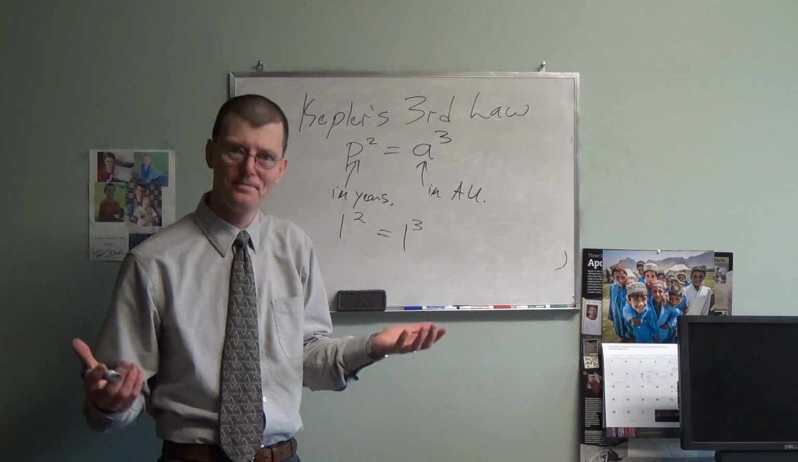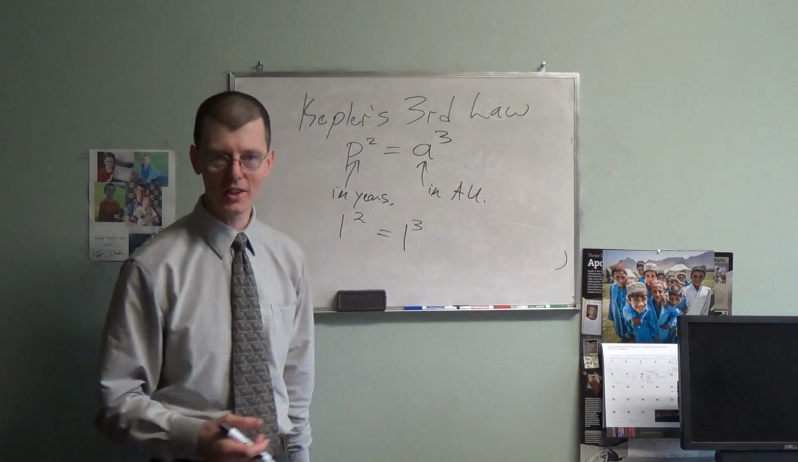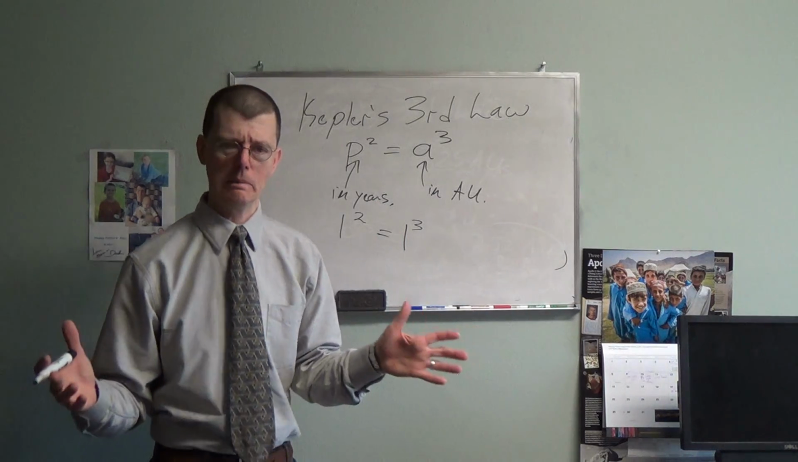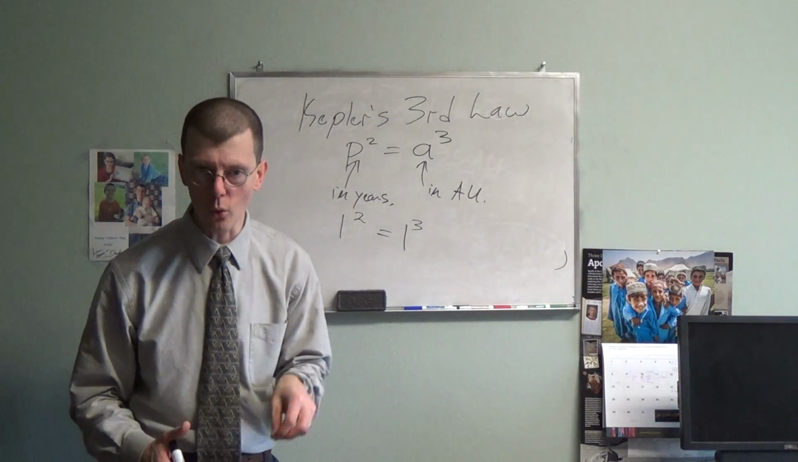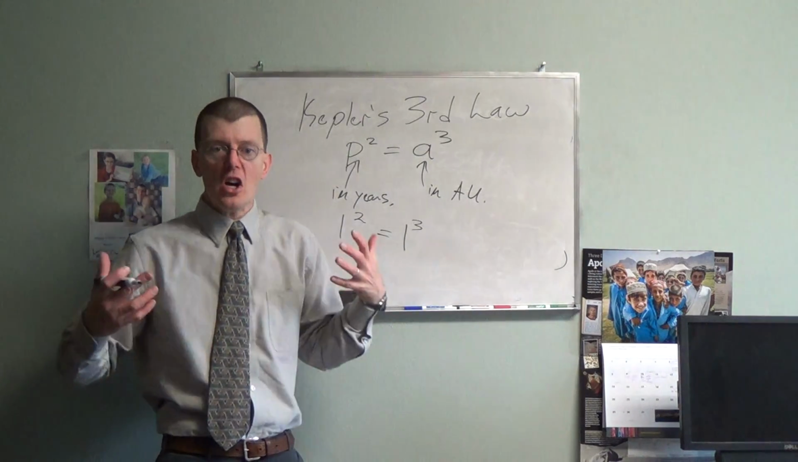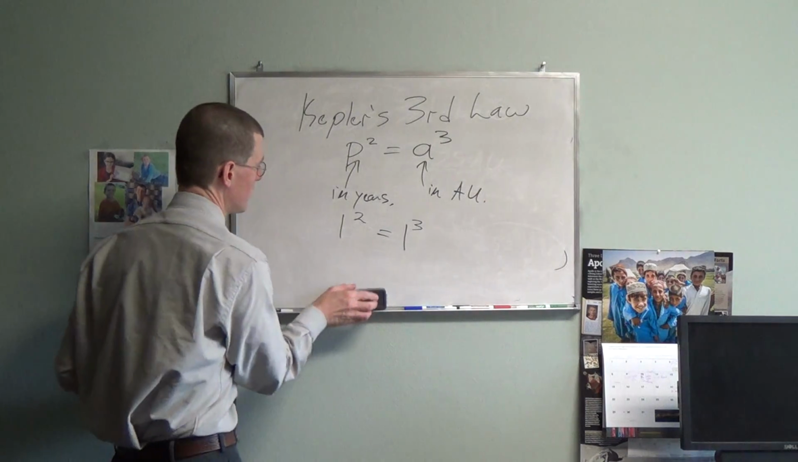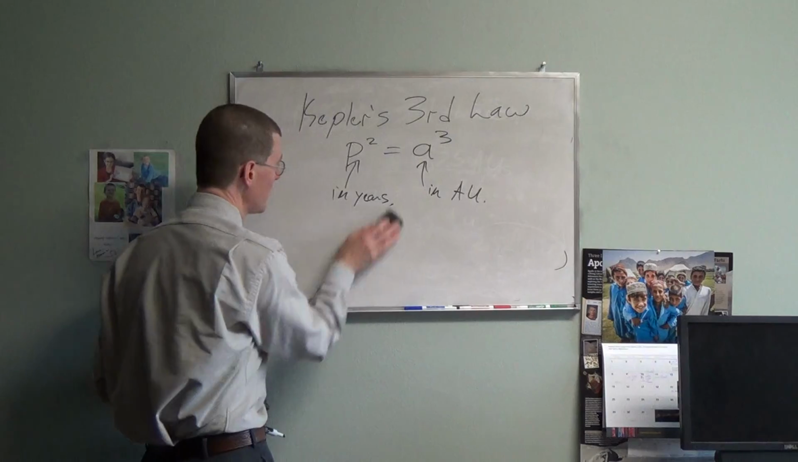Well, does it? Yeah, because 1 squared is 1 times 1. What is 1 cubed? Well, that's 1 times 1 times 1, and yeah, 1 equals 1. Are you impressed? Probably not. That's kind of a boring, trivial example. Let's do a real one. Let's do an interesting example. Kepler did his greatest work studying the planet Mars. So let's do Mars.